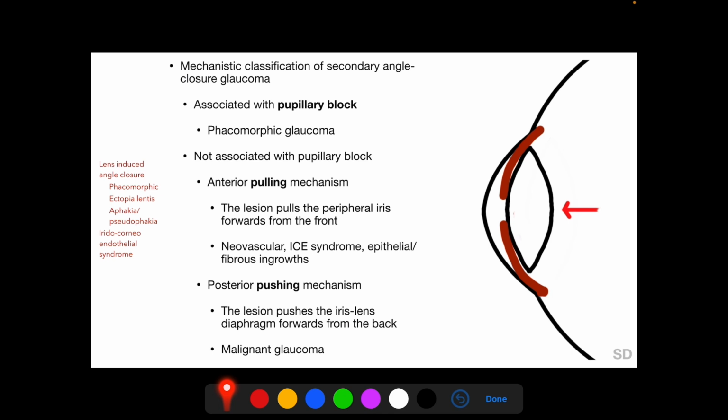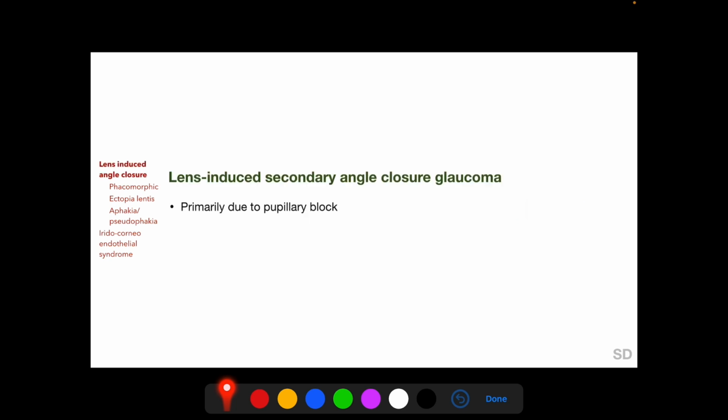And in secondary non-pupillary block angle closure glaucomas with a posterior pushing mechanism, the pathogenetic factor pushes the crystalline lens forwards from behind, and the crystalline lens in turn pushes the iris forwards, shallowing the entire anterior chamber and occluding the anterior chamber angles. And among the secondary angle closure glaucomas with a posterior pushing mechanism, malignant glaucoma is the classic example. So lens-induced secondary angle closure glaucomas are primarily due to pupillary block.